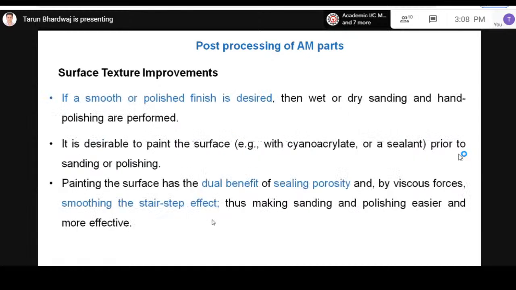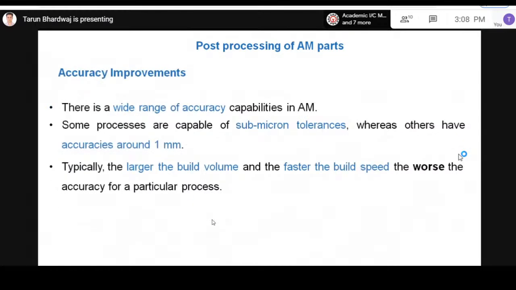And when we talk about the accuracy component, how can we improve our accuracy? There is a wide range of accuracy capabilities in AM. Some processes are capable of sub-micron tolerance, whereas others have accuracy of around 1 mm. If we talk about solid materials, they have accuracy of nearly 1 mm, but the laser melting process has accuracy of nearly microns, sub-micron tolerance.